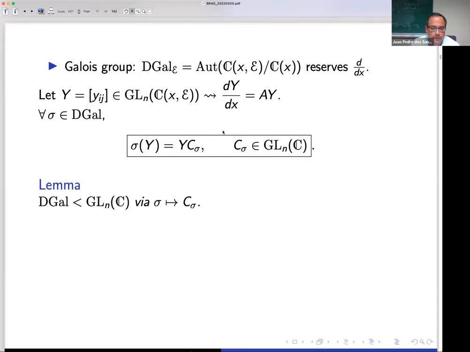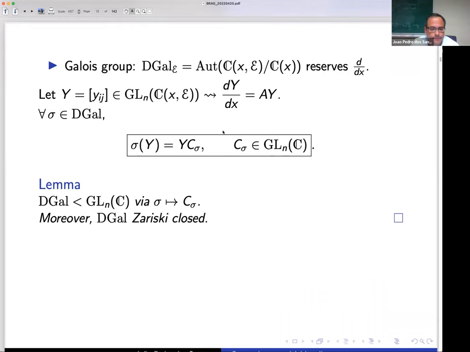Very well. Then from there, you see that this DGal is a subgroup of matrices, okay? And that's very important because it's not just an abstract group anymore. It has some more topological structure. And then you also prove without much effort that this is Zariski closed, okay?